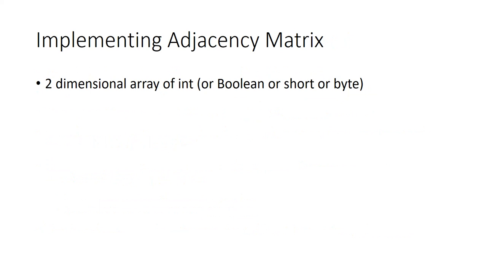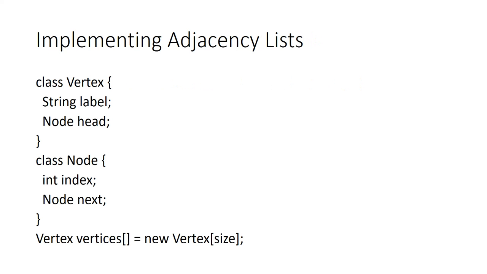So let's talk about how we actually implement these. Well, if we're implementing a matrix, we need a two-dimensional array because each vertex is going to have a row and a column. And that could be an array of ints, that's what the book generally assumes, or it could be an array of booleans or an array of shorts or bytes. As long as we can get two symbols that we can distinguish from each other, we don't really care. That simply means that the edge is either there or it's not there, right?